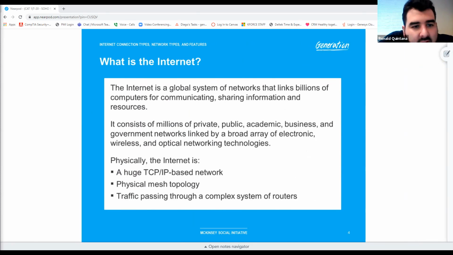What is the internet? The internet, guys, is a global system of networks that links billions of computers for communicating, sharing information, and resources. It consists of millions of private, public, academic, business, and government networks linked by a broad array of electronic, wireless, and optical network technologies. Physically, the internet is a huge TCP/IP-based physical mesh topology network, with traffic passing through a complex system of routers. Thank you.